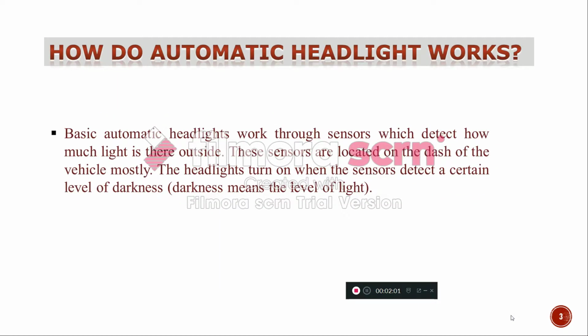How do automatic headlights work? Basic automatic headlights work through sensors which detect how much light there is outside. The headlights turn on when these sensors detect a certain level of darkness, that is, a certain level of light.